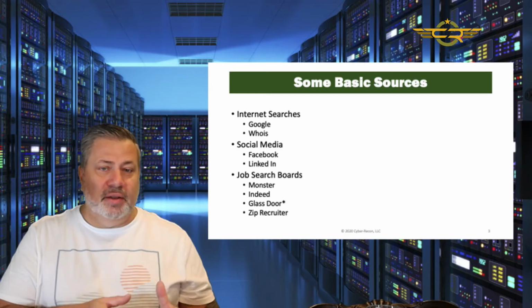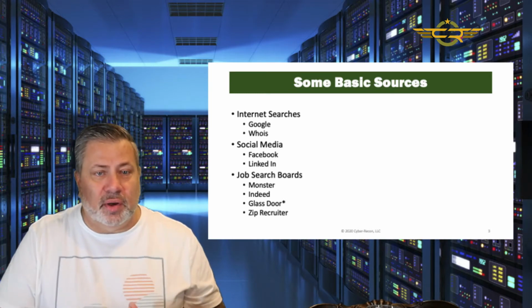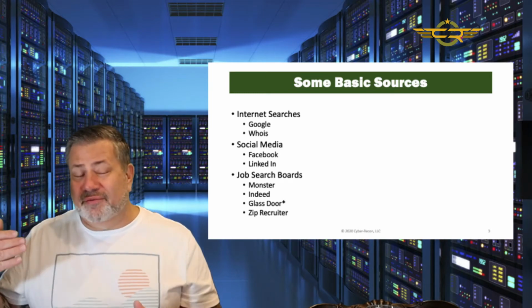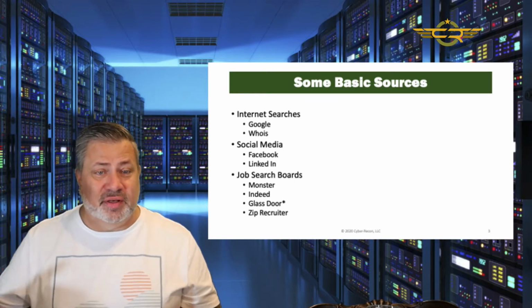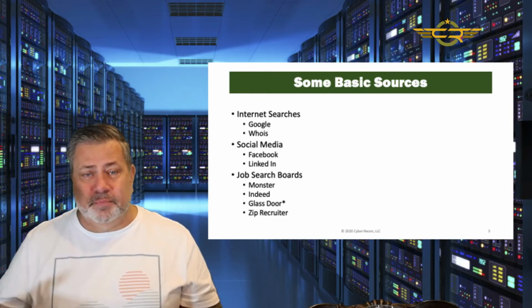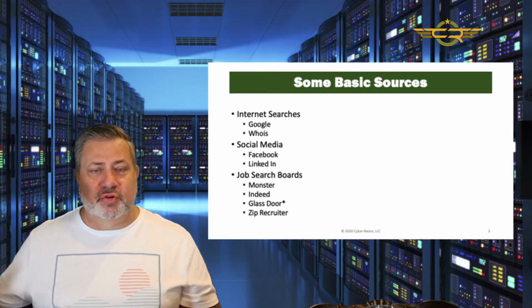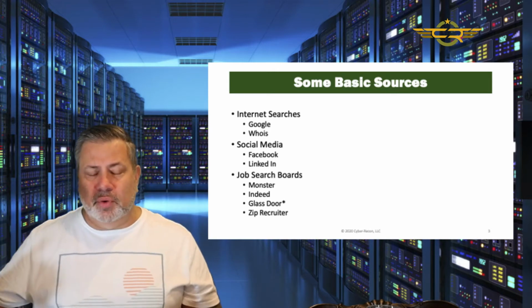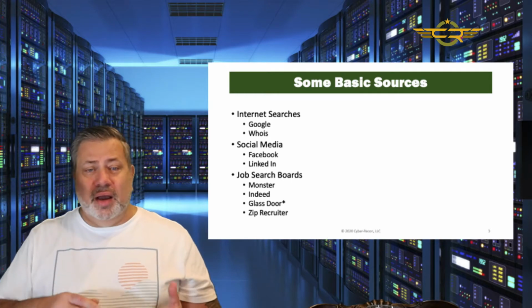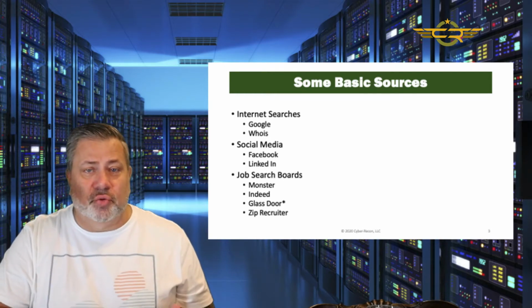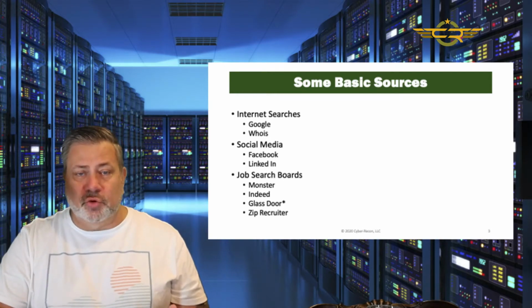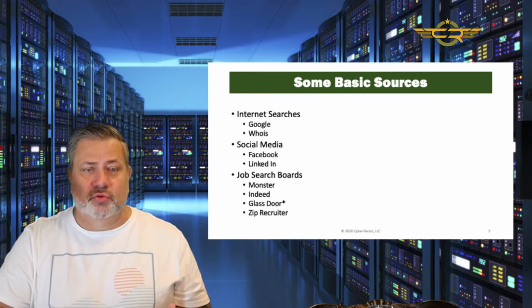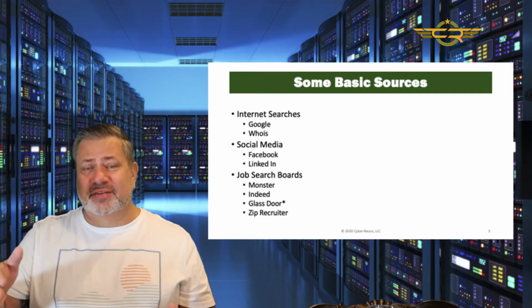So internet searches are great. You can go out to Google, look up your target, find out where they're at, maybe even get maps of the different locations. Whois will find you information about the website, where it's registered, who it's registered to. Obviously, social media is going to be a treasure trove of information. So if you go into Facebook and track down folks, usually that's the second part of it.